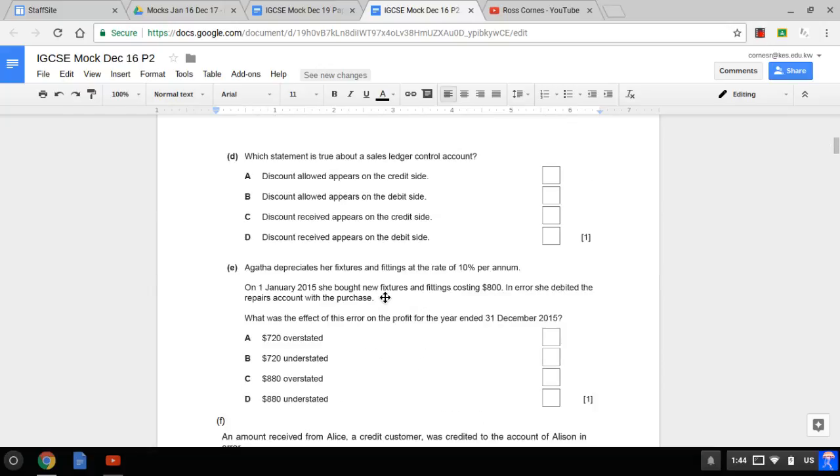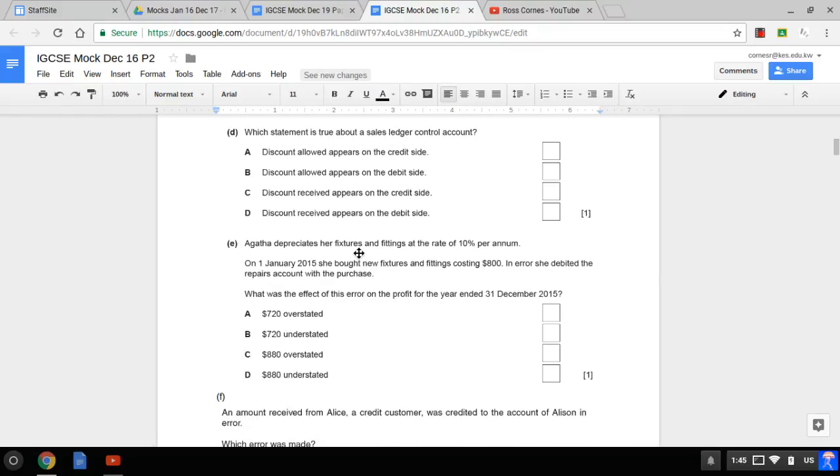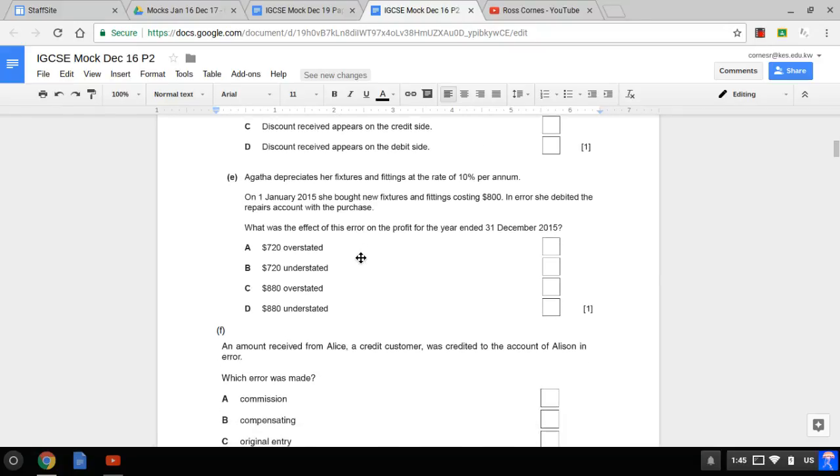Question D, which statement is true about sales ledger control accounts? Discount allowed appears on the credit side because it reduces the amount of money that customers owe to the business. Discounts received, well, they don't even appear in the sales ledger control account. They appear in the purchase ledger control account or the total trade payables control account.